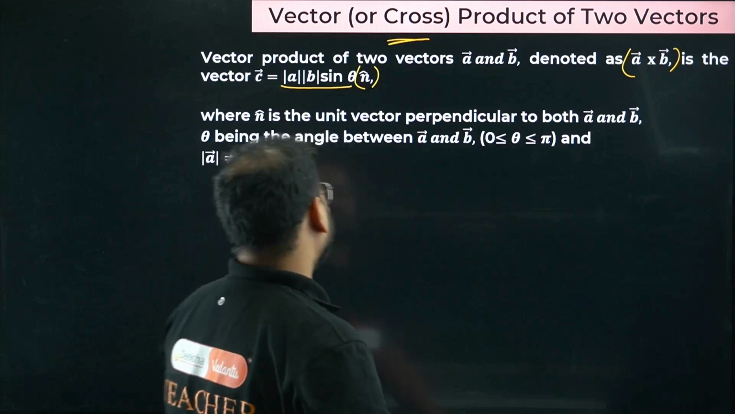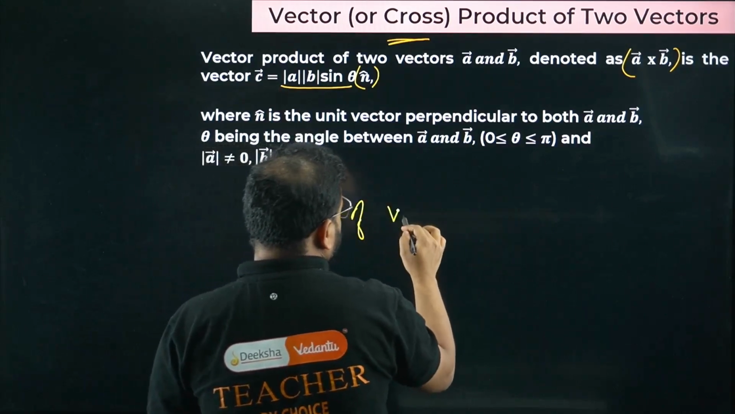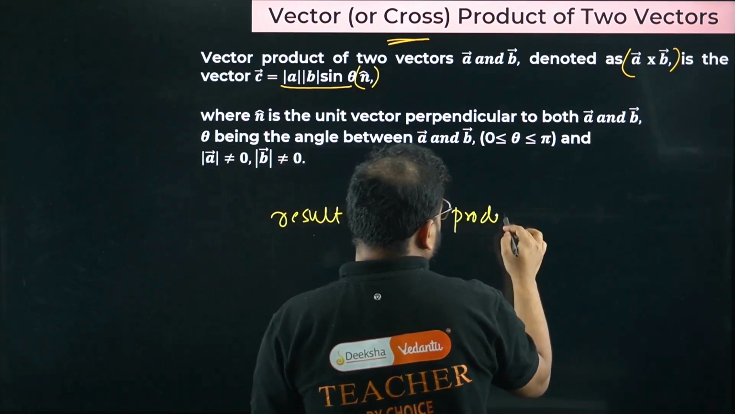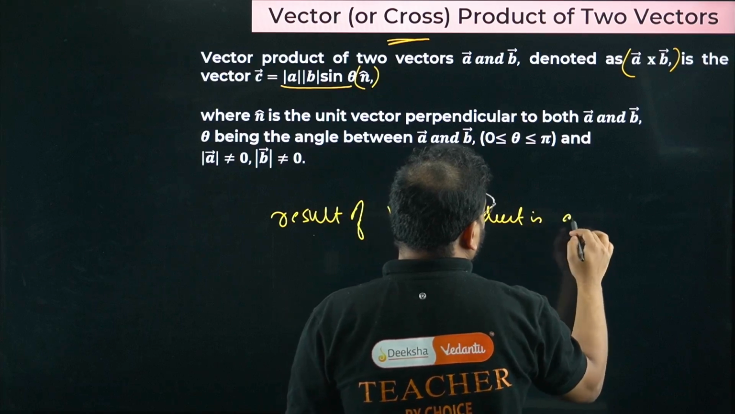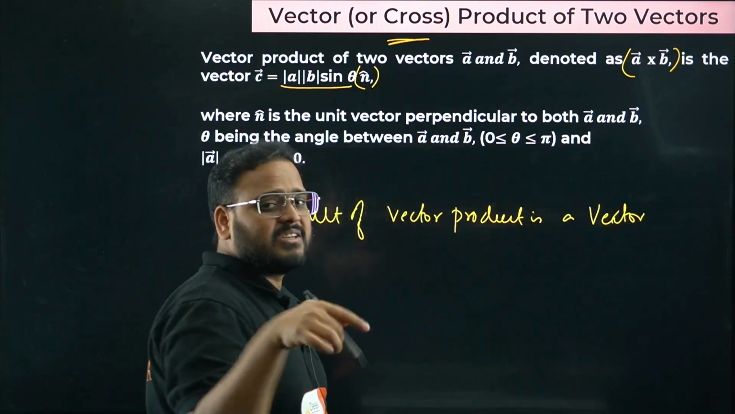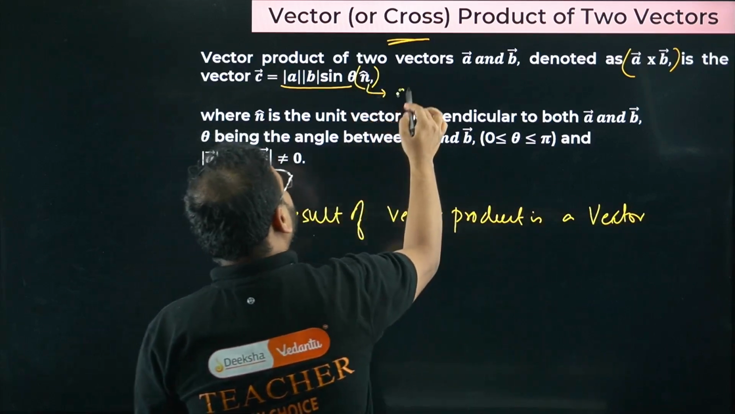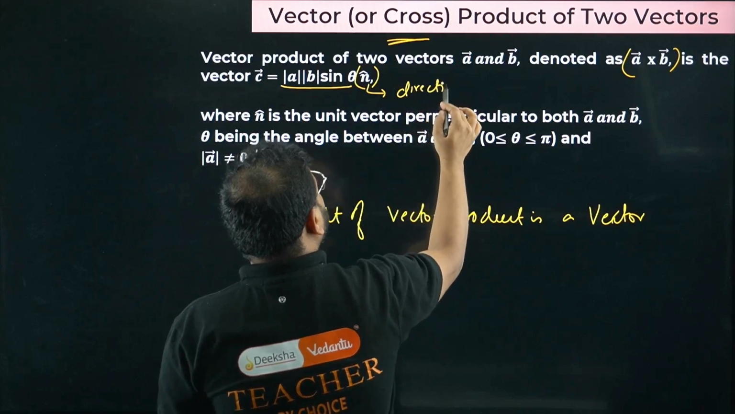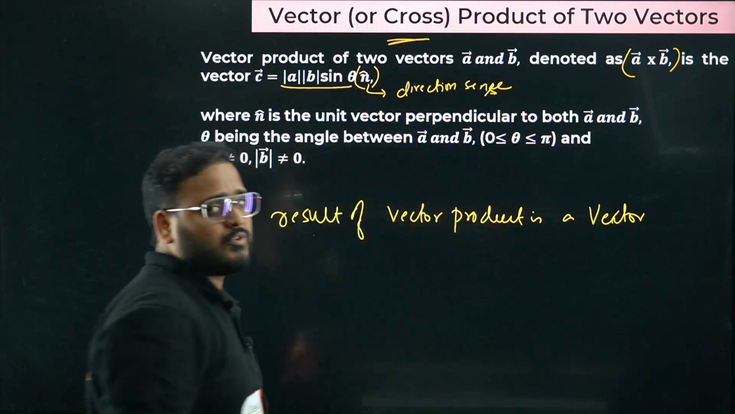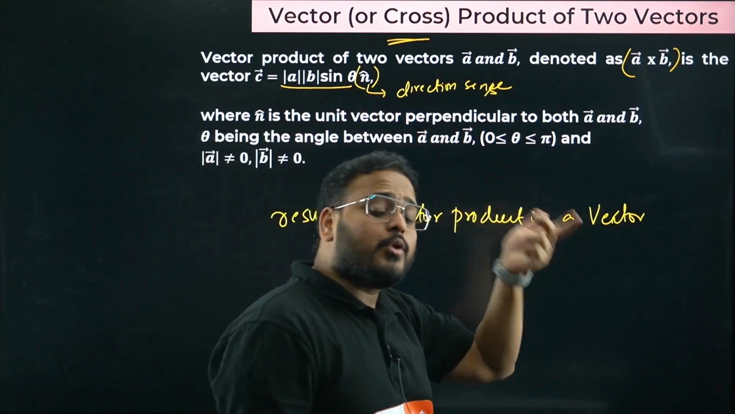Why n cap? Because the result of a vector product is a vector itself. Means I get a vector as a result of a vector product. This n cap is giving me a direction sense. Usually we don't have it, right? But in this case we have n cap. What is n cap? It is the vector perpendicular to both the vectors A and B.